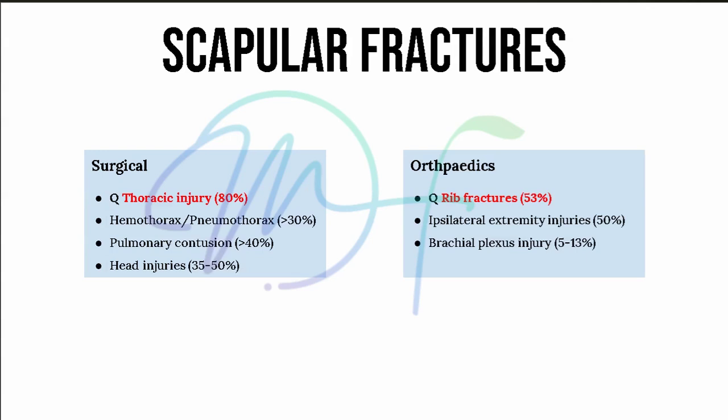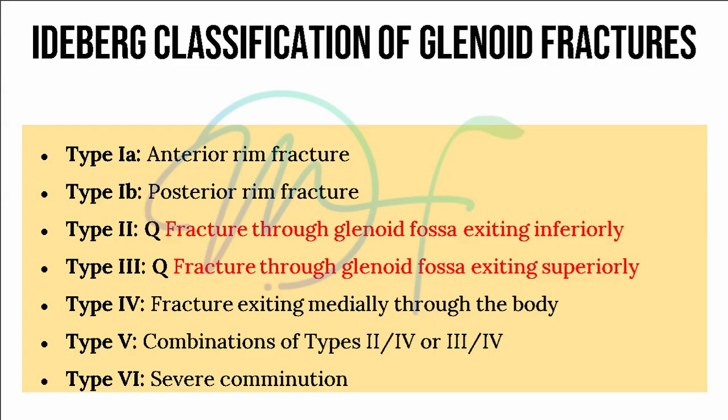The Ideberg classification describes glenoid fractures in 6 types. Type 1 fractures involve the anterior rim, while type 2 fractures exit inferiorly through the glenoid fossa. Type 3 fractures exit superiorly, and type 4 fractures involve medial exits through the scapular body. Type 5 combines features of types 2 and 4 or 3 and 4, while type 6 represents severe comminution. Treatment is tailored based on fracture type and associated injuries.